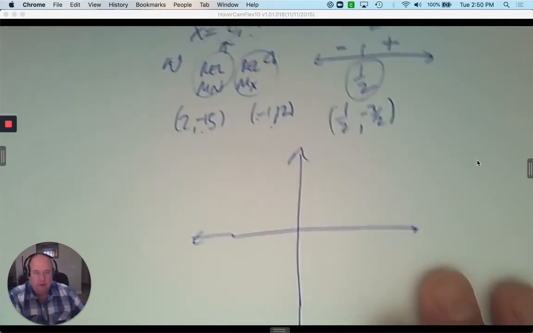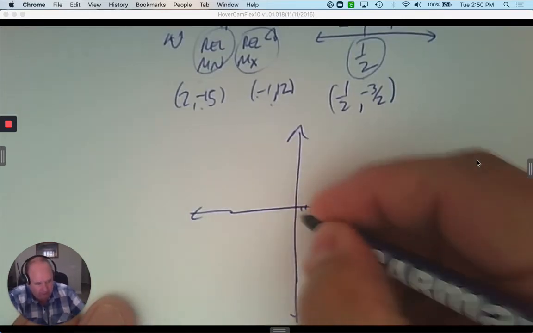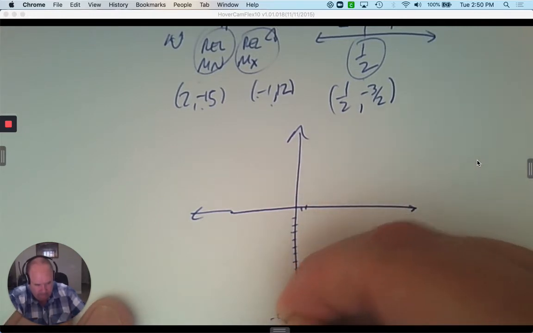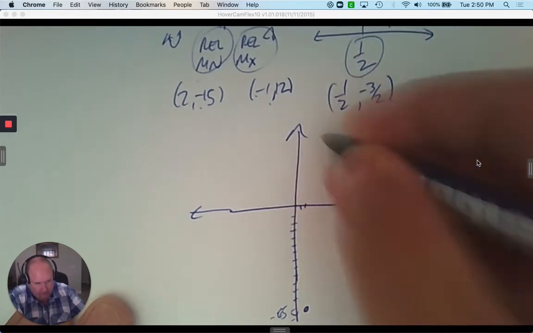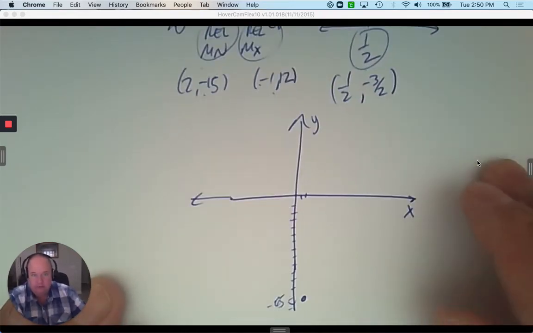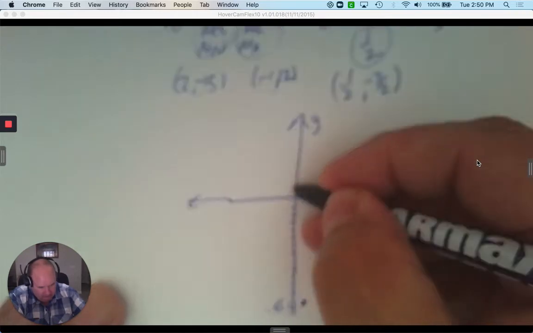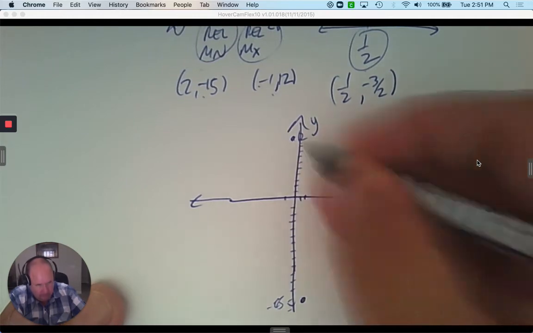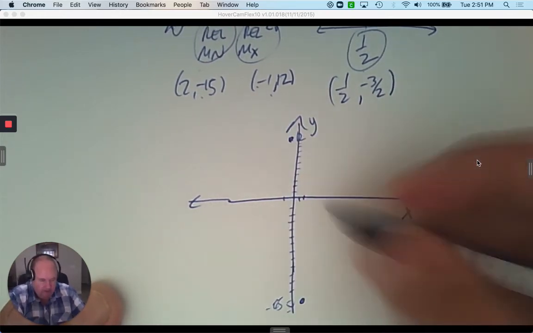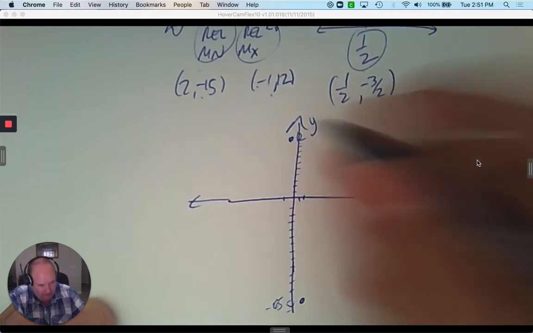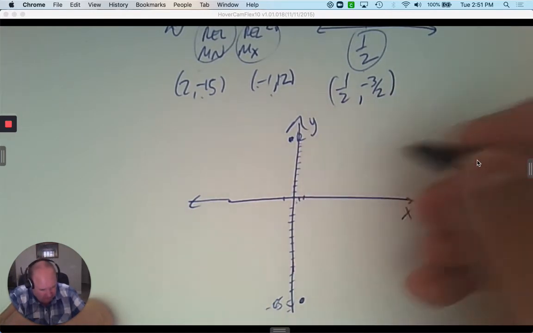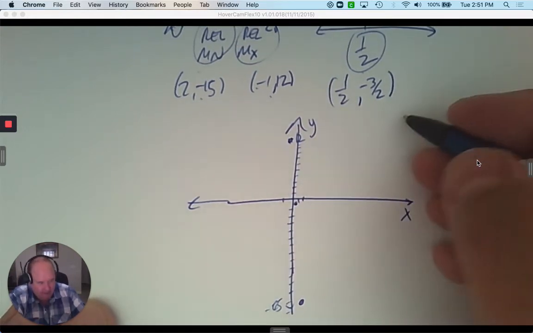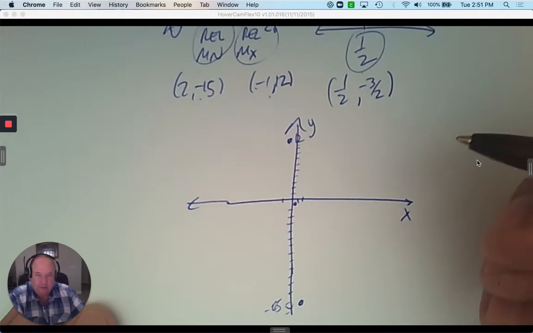So let's plot the points and just sketch what we have. So we have 2 and -15, I'm just sketching. So just be nice to yourself. And then -1 and 12. So we have -1 and 12. We have 2 and -15, and then 1/2 and -1.5, so right in there. Just estimate where that is. Okay, 1/2 and -1.5.